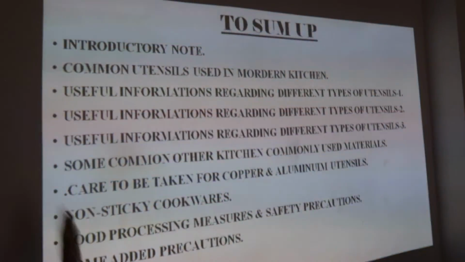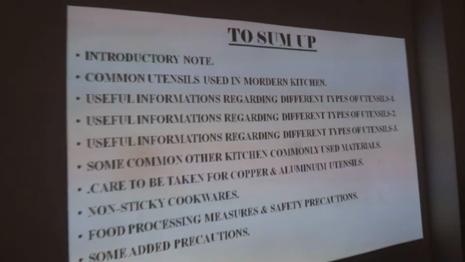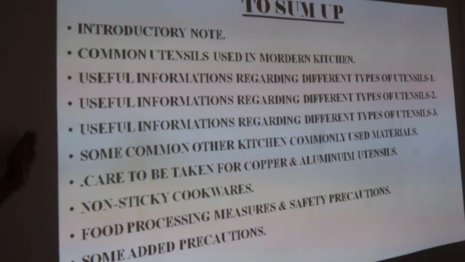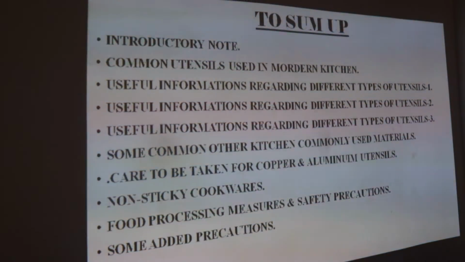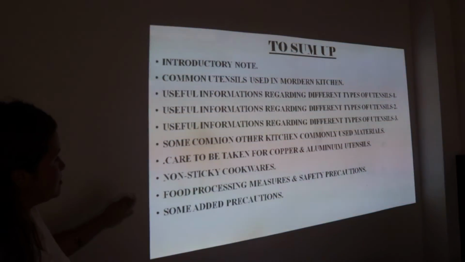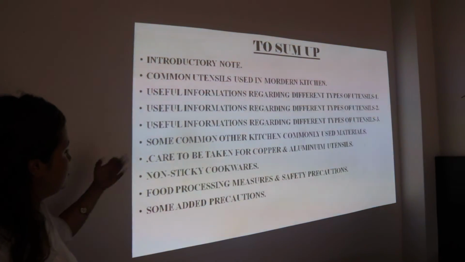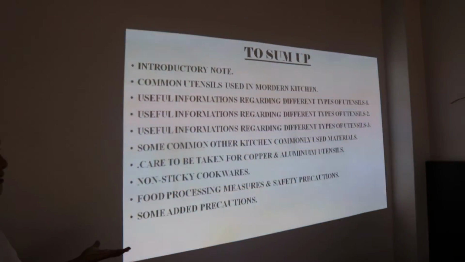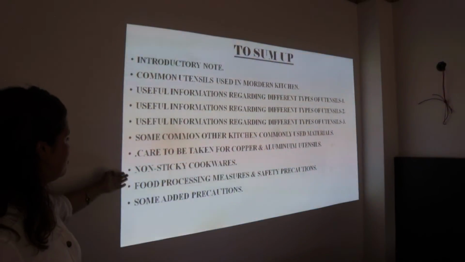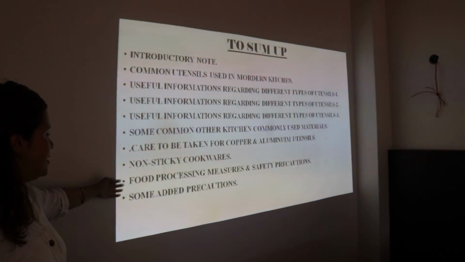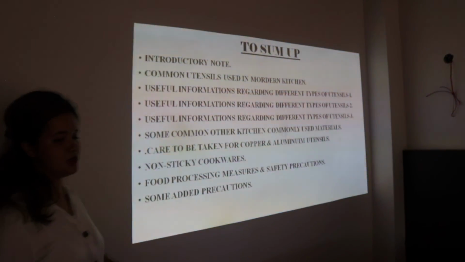And to sum up, I have discussed the introductory notes, utensils used in modern kitchens, and also useful tools, that is tool utensil numbers 1, 2 and 3, and some of the other common kitchen materials used, and also how you can take care of copper, aluminium and non-stick cookware, food processing measures and safety precautions, and some added precautions, okay? So this much for today.